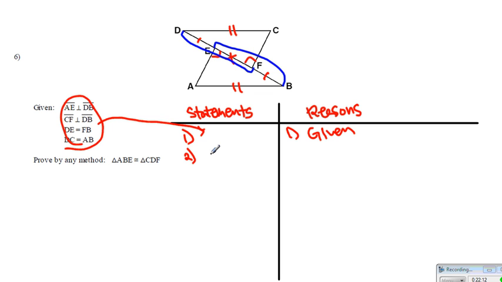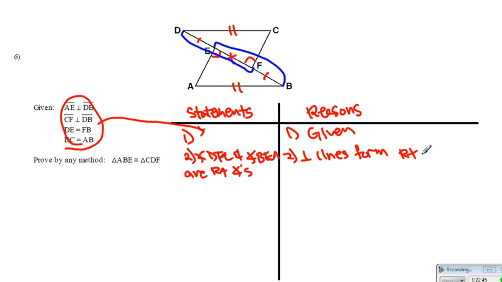Now, number 2. We have to realize the angle DFC and angle BEA are right angles. Now, statement number 2. Why? Because perpendicular lines form right angles.